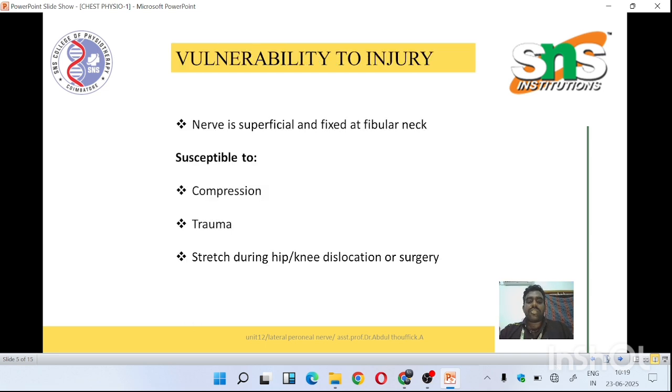The vulnerability of the injury. The common peroneal nerve is extremely superficial and fixed at the fibular neck, which makes it prone to direct trauma. Compression injury, tight plaster, and prolonged pressure, stretching during dislocations or surgeries. This explains why patients after hip or knee surgery sometimes come back complaining of foot drop.